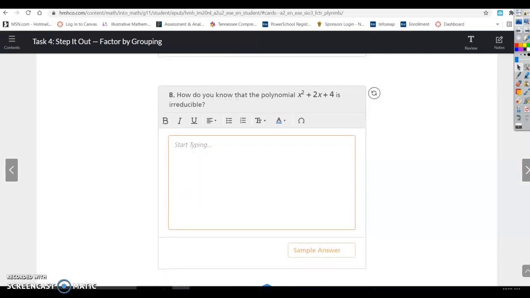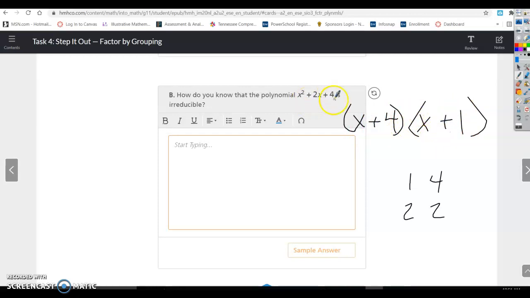All right, it says, how do you know that the polynomial x squared plus 2x plus 4 is irreducible? All right, so let's try to factor it and see why it's irreducible. So we know when we factor, we're going to do x times x, and we need something that multiplies to give us 4 and adds to give us 2. We know that our factors for 4 are 1 times 4 and 2 times 2. And if we put 4 and 1 here, that's going to give us a 3 in the middle.